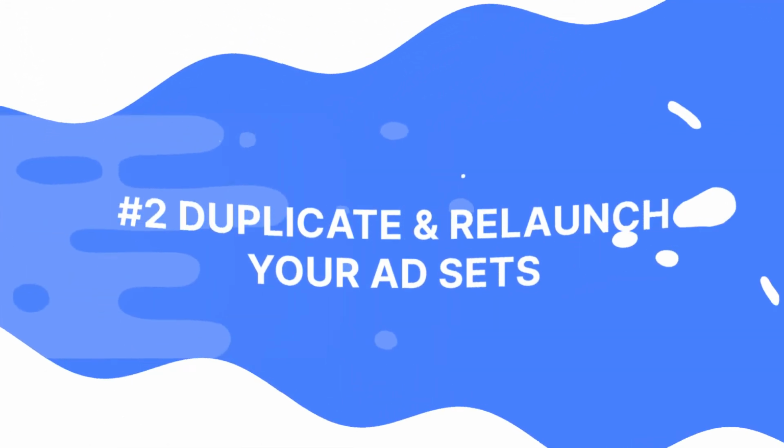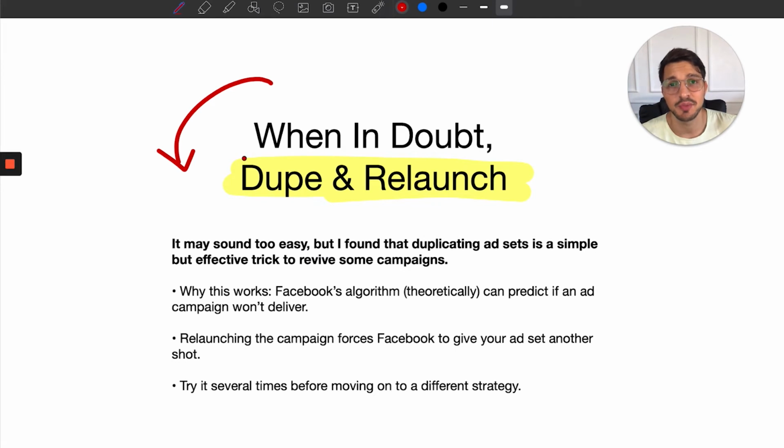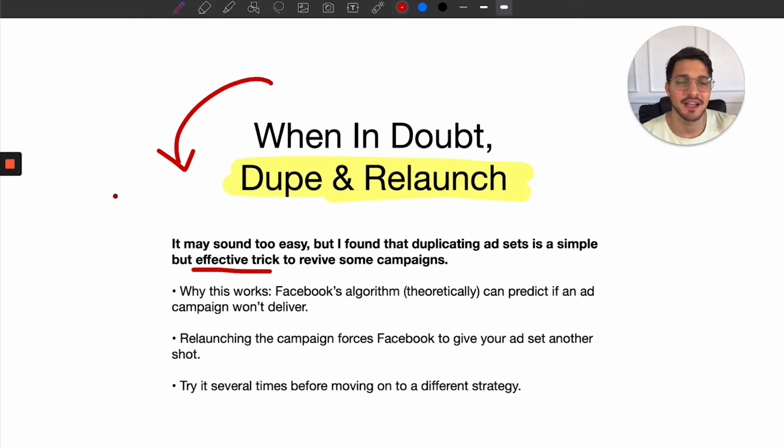The next one is more tactical inside Facebook ads, but if your ad's still not performing, you can actually duplicate and relaunch your ad sets. It sounds really simple, I know, but it is pretty effective in terms of reviving some campaigns. It's probably the easiest, small test to run, so that's why I wanted to include it in here. It's definitely not the most in-depth. It's literally duplicating the ad set and relaunching it.